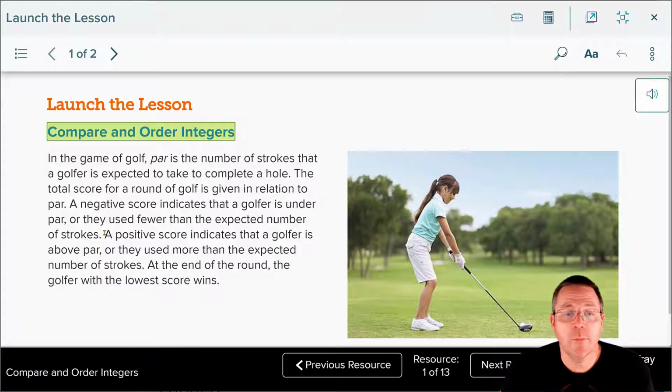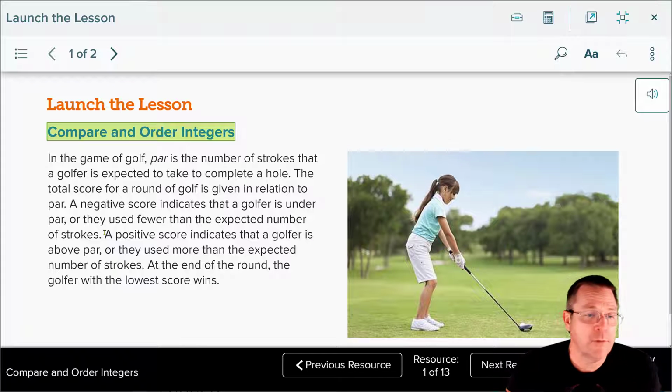So this is the case where being above par is actually a bad thing. It means you stink. It means you can't play golf very well. So if you're above par, you're using too many strokes to get the ball into the hole. At the end of the round, the golfer with the lowest score ends up winning.